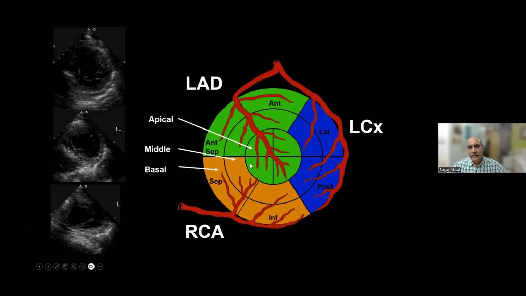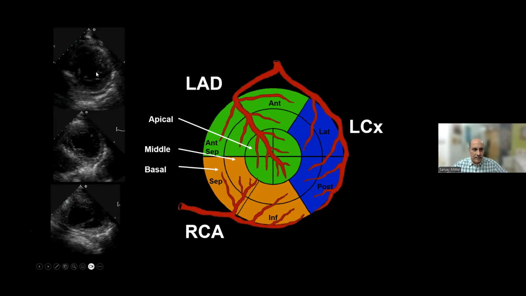And if we can superimpose these circles, one, two, three, we can draw a bullseye. So this is the basal segment from here. This middle ring is the mid segments, and the apical ring is the apical segments. We have the four segments.